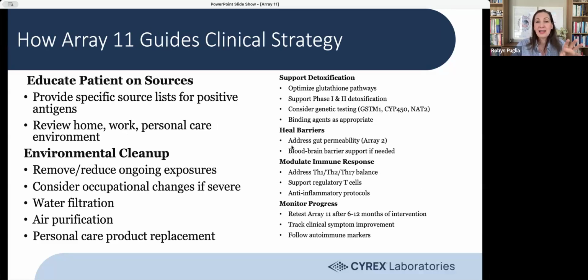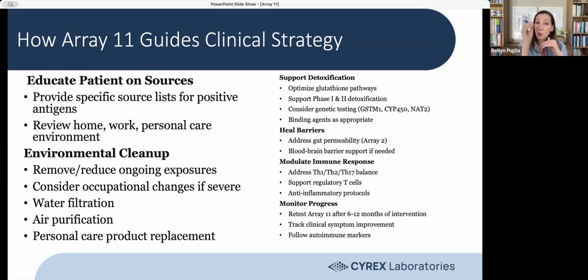And then how does Array 11 guide our clinical intervention? Because we always need to be thinking about how is this going to inform what I do next in my clinical practice? So it allows us to provide targeted patient education that is less overwhelming. When we start to think about all of the ways that we are exposed to chemicals in the home, and we start to talk about what's going on in the kitchen, in personal care products, in the sofas, in the clothing, in the air, in the paint, it can feel very, very alarming and overwhelming.